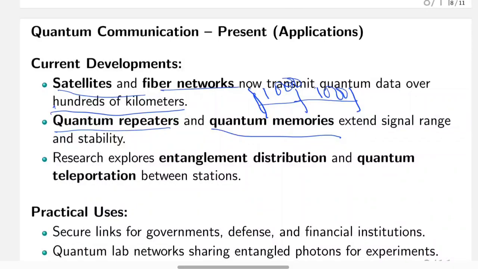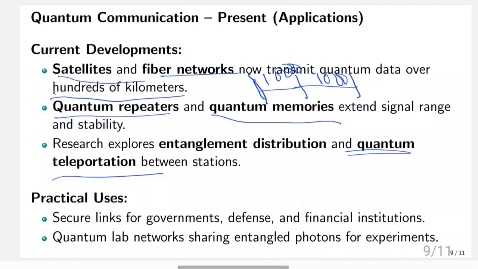Scientists are also testing quantum teleportation and moving quantum information instantly. They are testing quantum teleportation as of now. It is already being used in government, defense and even banking sectors for secure data transmission.